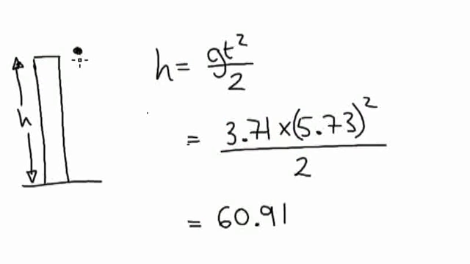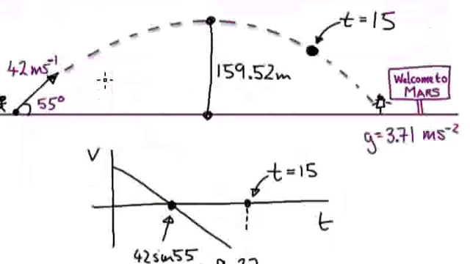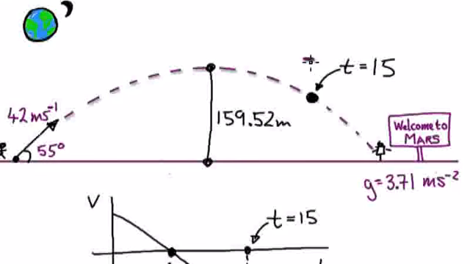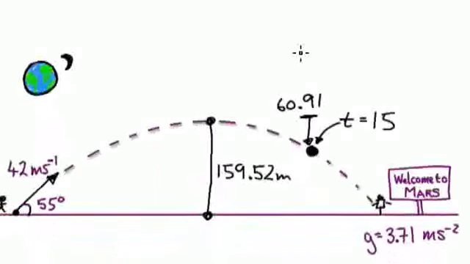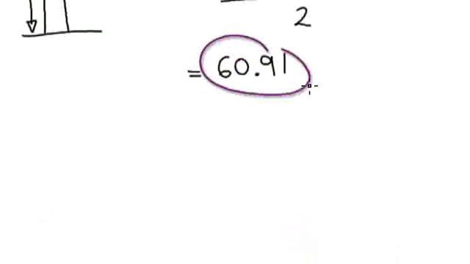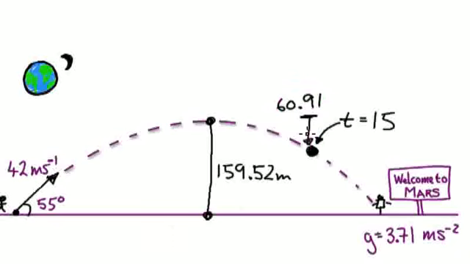So what it's saying is that after free falling for 5.73 seconds, we would have covered a distance of 60.91. So in our diagram here, that after reaching our maximum height and falling for 5.73 seconds, the distance covered would be 60.91. That number represents this distance here from the maximum height to here.